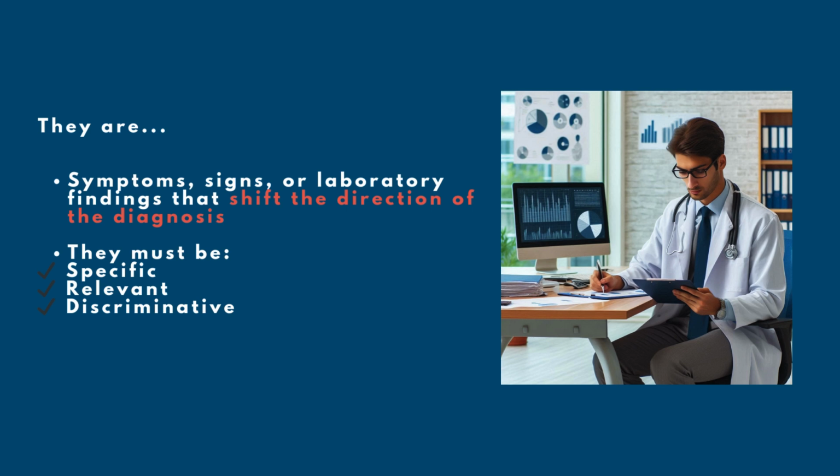What is a pivot data point? A pivot data point is a clinical finding that decisively guides the diagnosis. It must be specific, relevant, and discriminative. For example, in a case of dyspnea, a sudden onset accompanied by an oxygen saturation of 84% is a pivot data point that forces us to think of a respiratory or cardiovascular emergency. These are the data that change our line of reasoning.